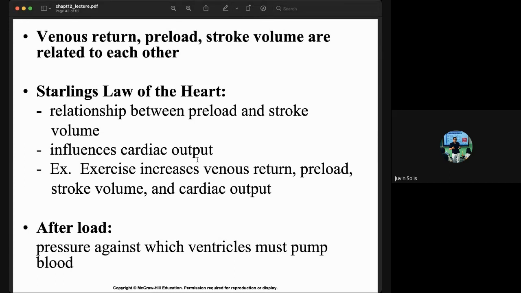Okay, especially if you're doing a lot of exercises, it will increase our venous return, preload, stroke volume, and your cardiac output. Kapag tayo ay physically active, we go to the gym or we play sports or we do a lot of things na physically, mataas yung ating venous return. Okay, the last one here, what we have is your afterload. Yung afterload naman, pressure against which ventricle pumps must pump the blood.